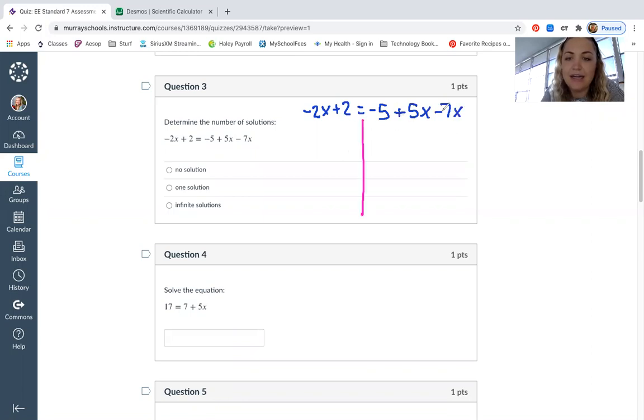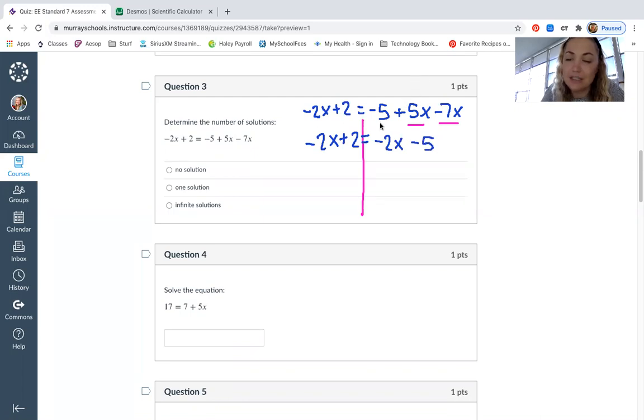Okay, over here, I can combine like terms, negative 5x and negative 7x. I still have my negative 2x plus 2. The negative 5 does not change, but if I add together 5x and negative 7x, I would get negative 2x. And then this minus 5 goes on the end.